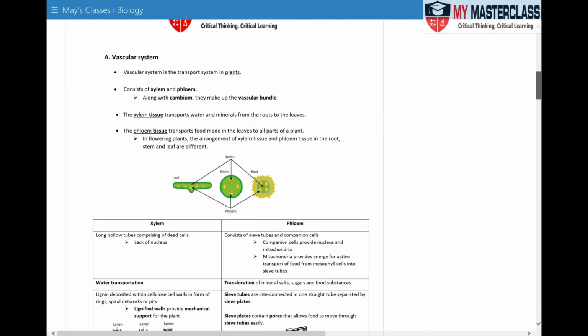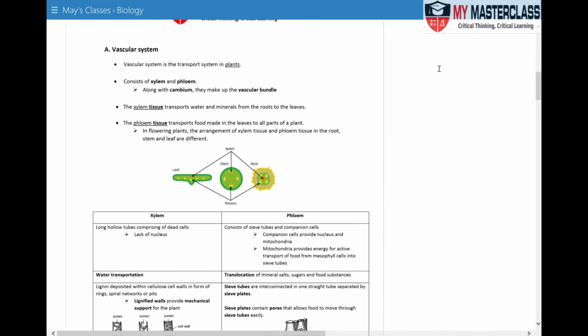Now, moving on to here, the transpiration is supported by your xylem vessels, which are part of the vascular system. The vascular system consists of the xylem and the phloem, along with the cambium. So the cambium itself is the so-called stem cells of the plant, which encourages growth every year.